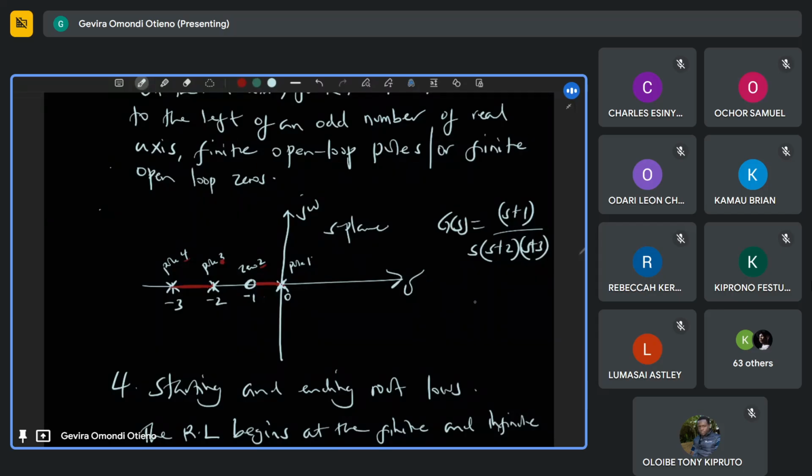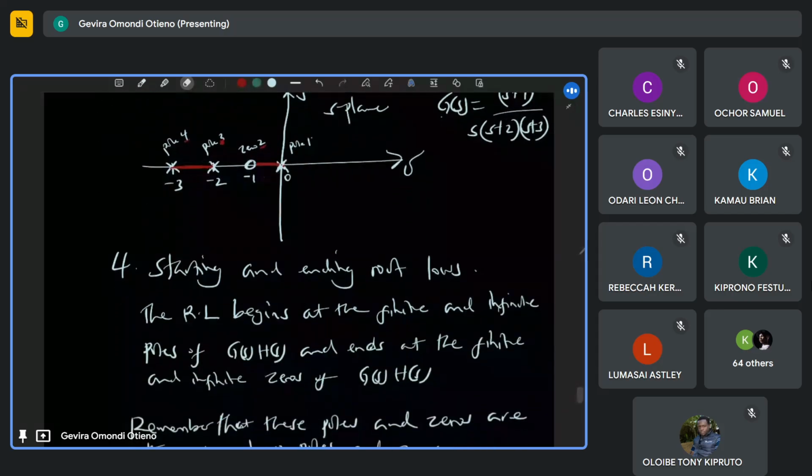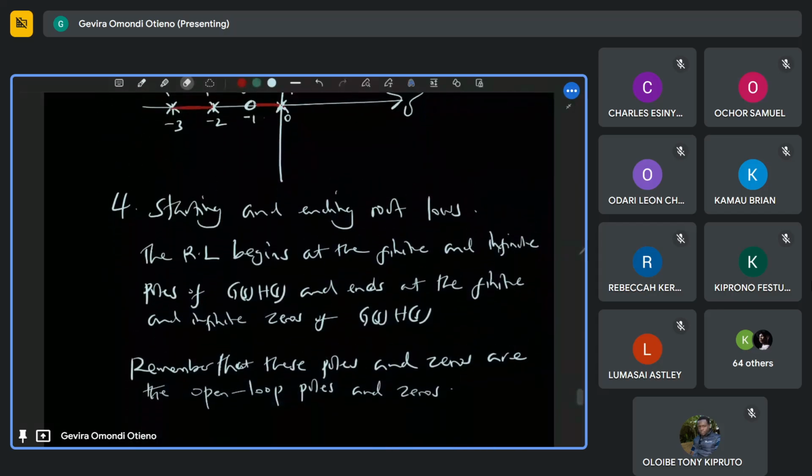You don't obtain them from C(s) over R(s), which is 1 over 1 plus K G(s)H(s). No. You only use this formula whenever you are trying to see how many branches you have, and so on and so forth. But when you're just sketching the root locus, we use G(s). Okay? So in this case, let's go back. What does rule number 4 mean? Where does a root locus begin and where does it end?